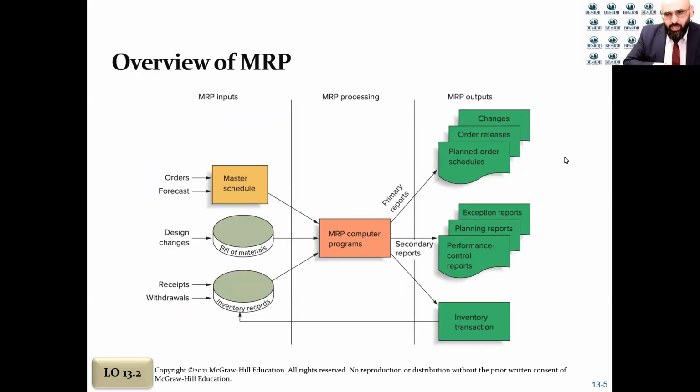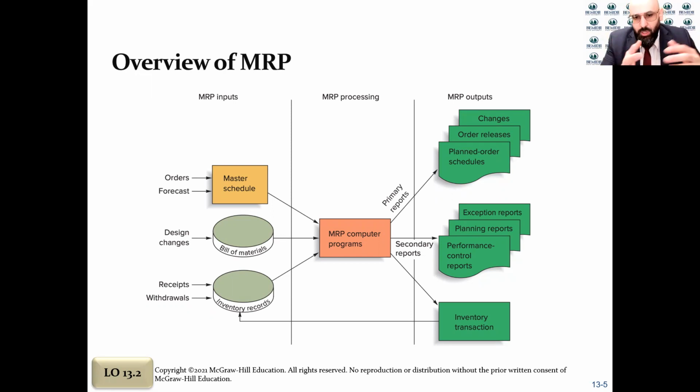All right, let's take a look into the input, the processing and the output of the MRP. For the input, we use the master schedule from orders and forecasts as an input for the MRP to process. We will look into design changes such as using the bill of material, and we will look into the inventory records as well, to be able to use all this information from forecasting, actual orders, bill of material, inventory record to plan for what is needed, when it's needed, and how we could send these to the customers.